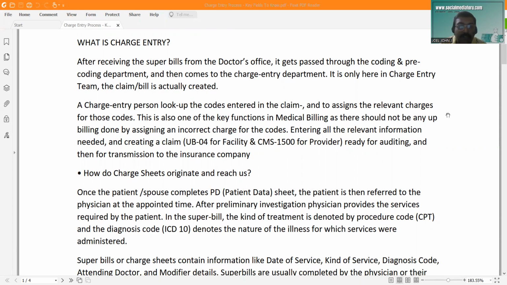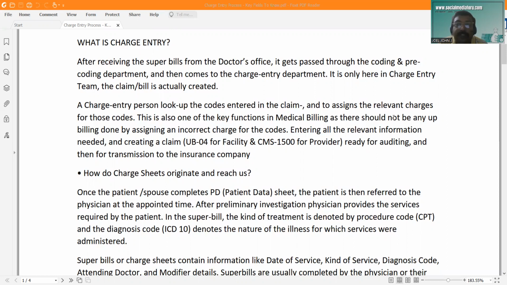Getting into the topic, what is charge entry? After receiving the super bill from the doctor office, it gets passed through the coding and pre-coding department and then comes to the charge entry department. It is only here in the charge entry team that the claim/bill is actually created. Once the super bill is generated from the doctor office, it goes to the coding and pre-coding team, where they do the medical coding.